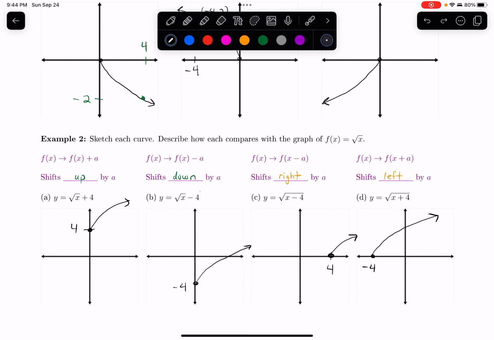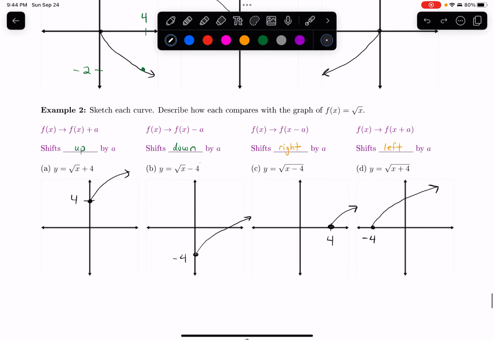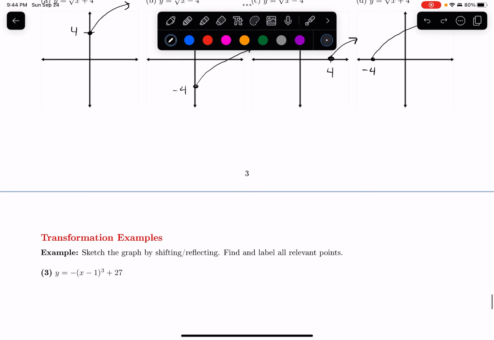So in the next video, we'll focus on applying these rules about when I reflect and when I shift things to tackle more multi-step examples, when we will need to do combinations of shifting and reflecting to graph something step by step. We'll tackle that in the next video.